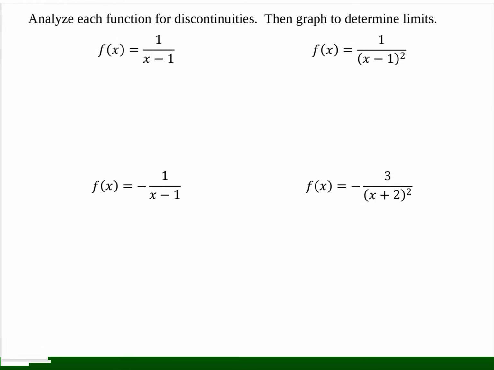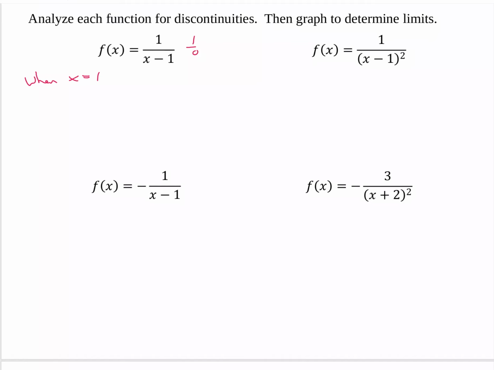All right, so analyze each function for discontinuities, and then graph to determine the limits. Do we have a discontinuity in the first one? Yes, x can equal 1. When x equals 1, we substitute in, and we have 1 over 0. So that's a non-removable discontinuity, which makes it a vertical asymptote.